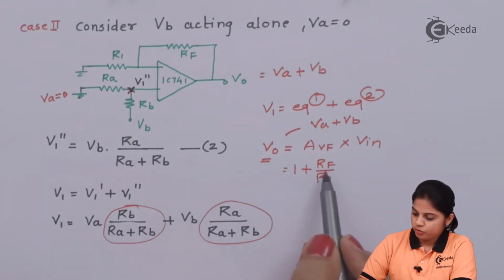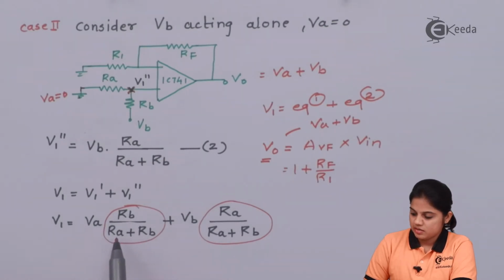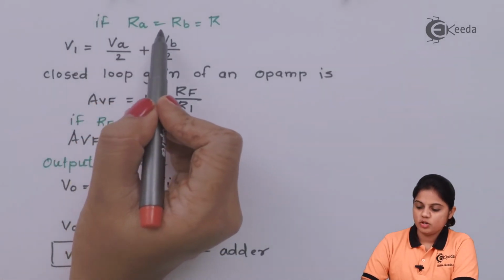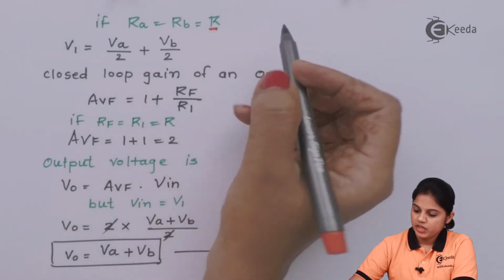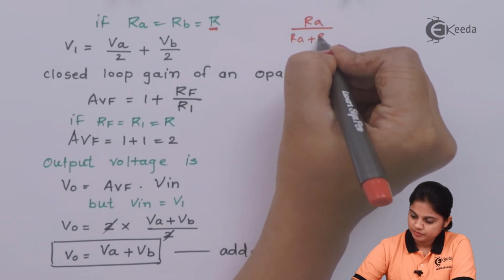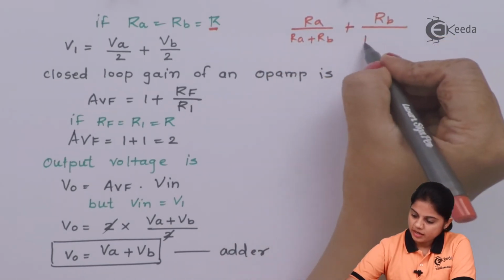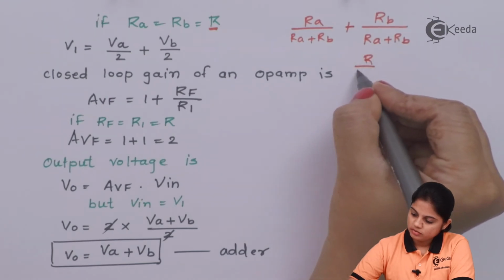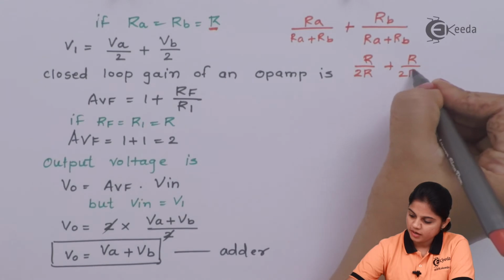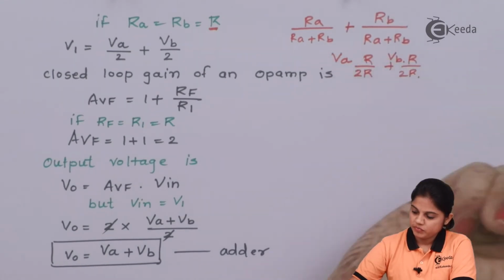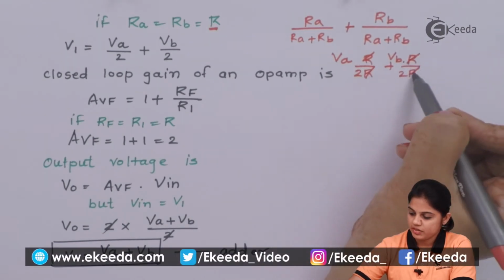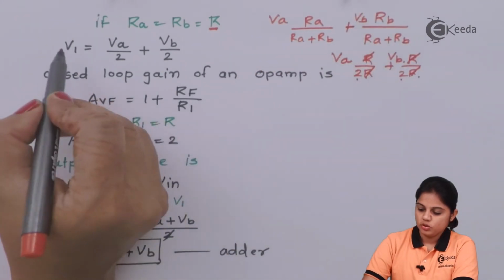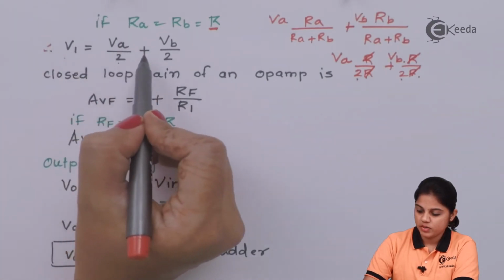That means we have to make the adjustment with the different resistances in such a way that in output expression only VA and VB should remain. Now let's assume that RA is equal to RB is equal to R. If you substitute this in equation, RA divided by RA plus RB and RB divided by RA plus RB, this will become R upon twice of R plus R upon twice of R. Here we have VA and here we have VB. Then this R R will get cancelled out. From here also R R will get cancelled out. So only thing will remain VA divided by 2 and VB divided by 2. So the equation will become V1 is equal to VA divided by 2 plus VB divided by 2.